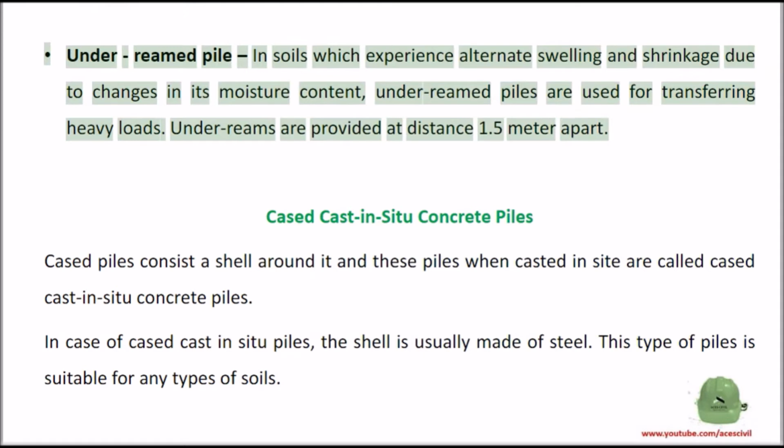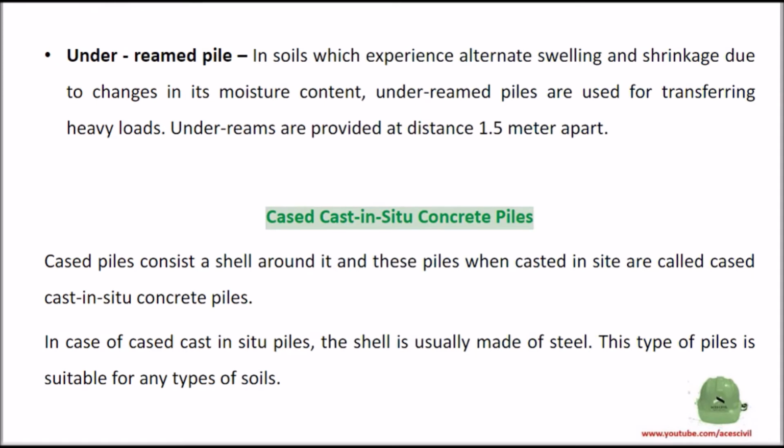Under-reamed piles are used in soils which experience alternate swelling and shrinkage due to changes in moisture content. Under-reamed piles are used for transferring heavy loads. Under-reams are provided at a distance of 1.5 meters apart.